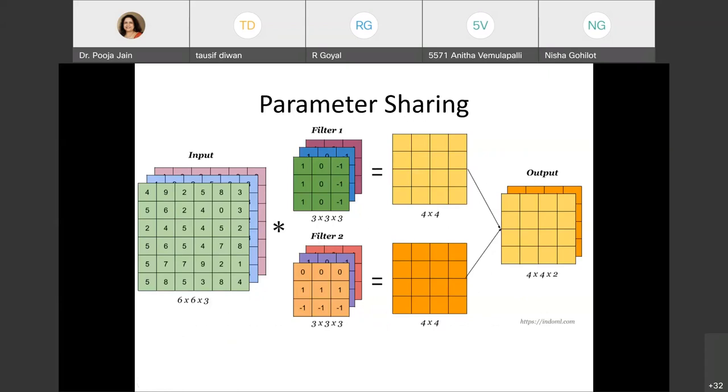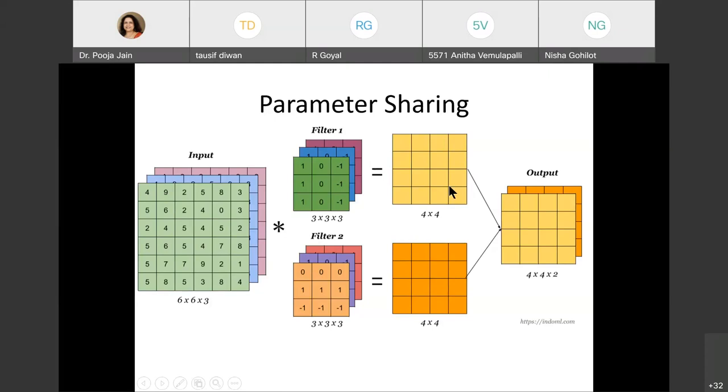This one. Then the filter is shifted one position right. Then you compute the third entry of the first row, like that. What is the shape of the output here? The shape of the output is 4x4. The filter is shifted one position right, so the stride is equal to 1. It is nothing but 6 minus 3 plus 1, so it comes out to be 4x4.